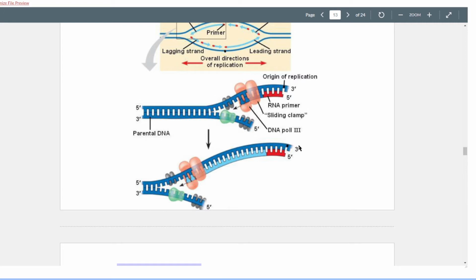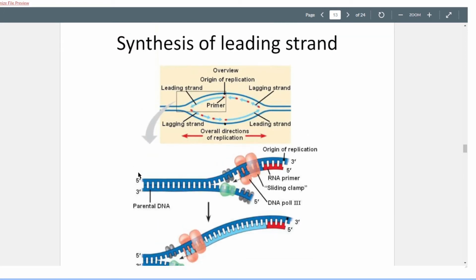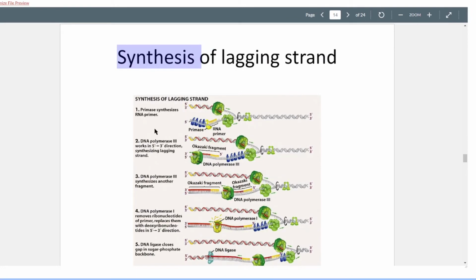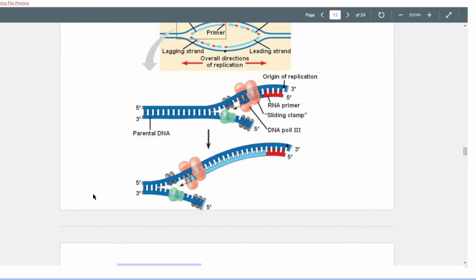DNA polymerase adds nucleotides to the 3' end of the strand, in the 5 to 3 direction. Lagging goes 5 to 3. This is the thing: lagging goes 5 to 3, leading goes 3 to 5.